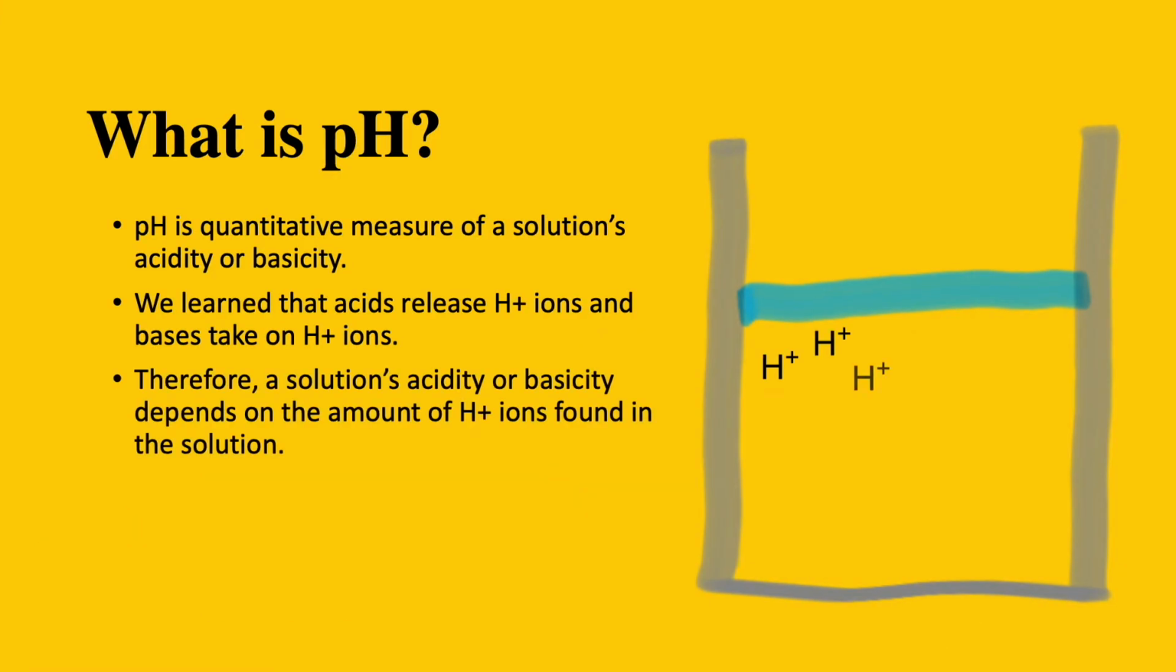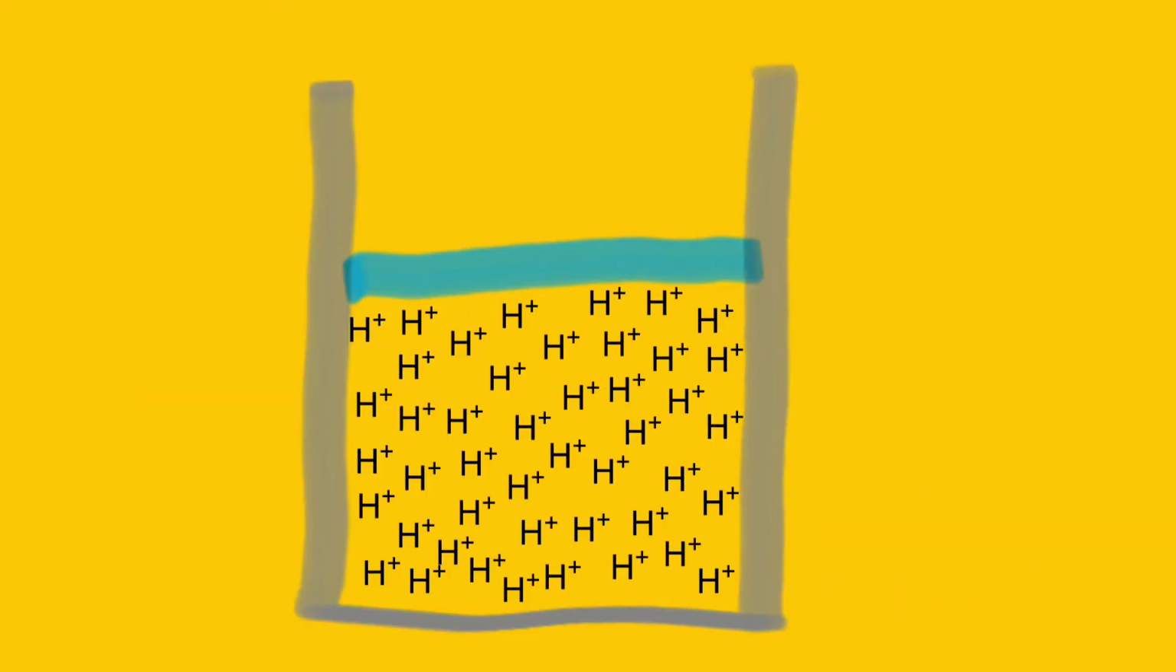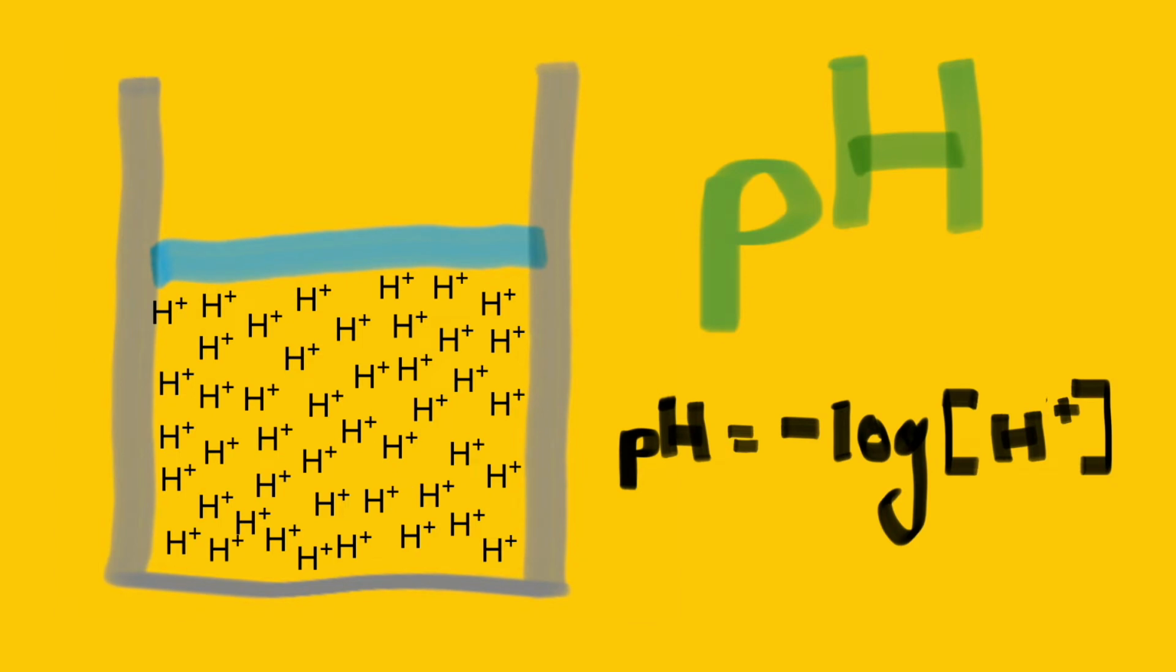Now, you might wonder, okay, that's not difficult to grasp. Why can't we just count the amount of protons and classify a solution as acid or base depending on that? And you are correct. You can do that. But when we're dealing with ions that are so tiny, and are present in such large quantities, the amount would be impractical to actually count and discuss in terms of real numbers. So scientists created an easier measure, which is the pH.